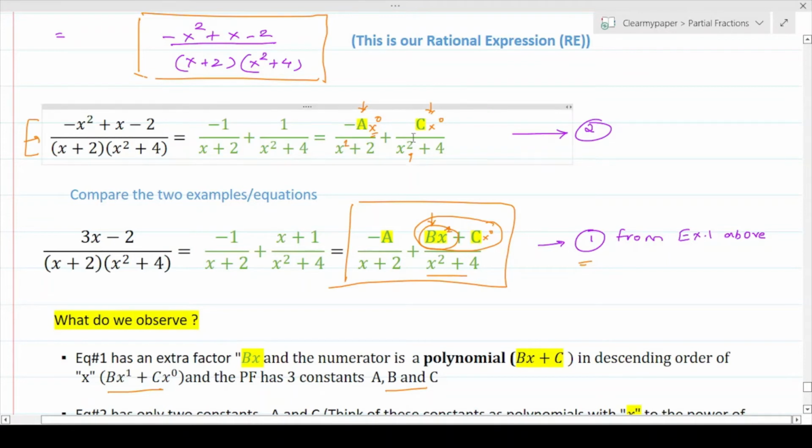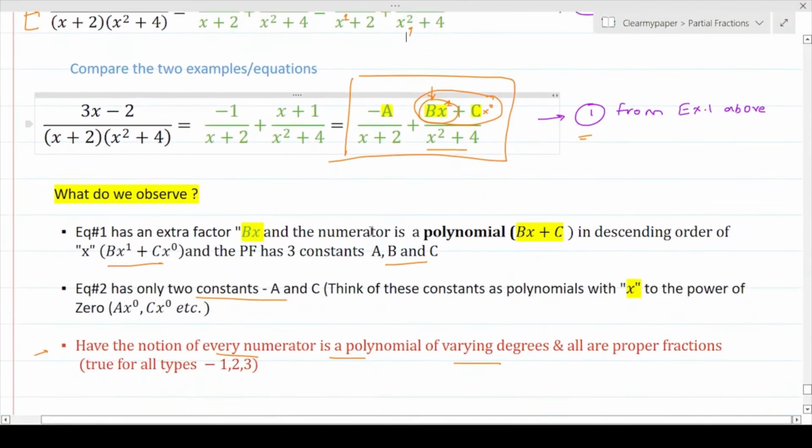But you should think about each one not only as a constant but as a polynomial with varying degrees, right? Based on how it is defined. In this case, it starts with x to the power 1 and then it's in descending order. Over here, it's just a constant, but still it's a polynomial. So we should start thinking about that.